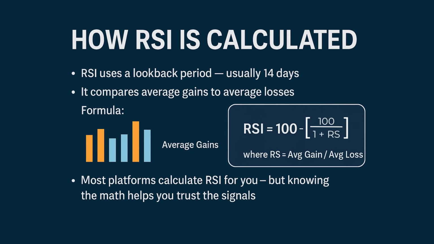Now let's talk about how RSI is calculated. It typically looks at the last 14 periods, days, hours, or candles, depending on which time frame you use, and compares the average size of gains versus losses. The result is a number between 0 and 100. The higher the average gain compared to losses, the higher the RSI. The formula may look complex, but you don't need to remember it or calculate RSI yourself, as most platforms handle it automatically. Still, it's good to know how it's calculated.